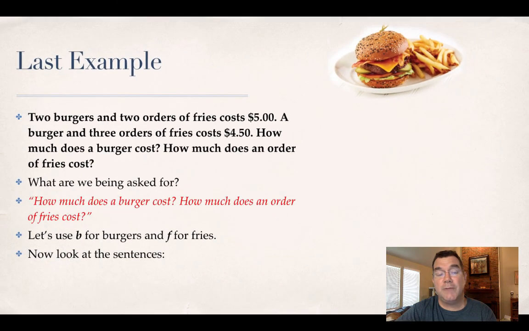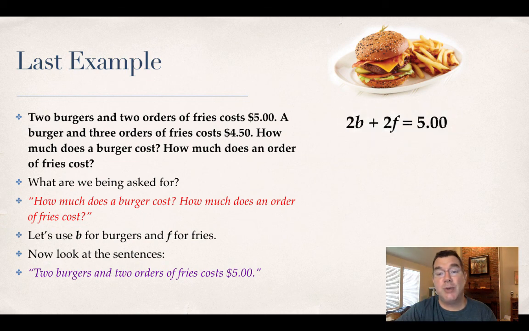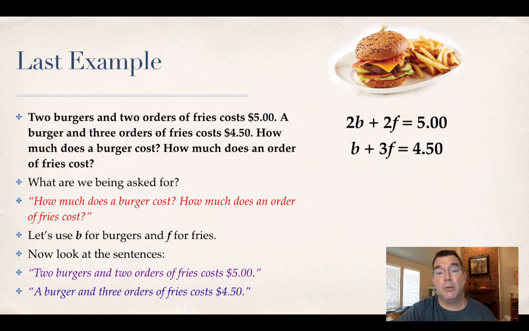Okay? So if I look at the sentences, the first sentence says that 2 burgers and 2 orders of fries cost $5. So 2B plus 2F would have to equal $5. And then the second sentence says a burger and 3 orders of fries cost $4.50. So 1B plus 3F would equal $4.50. So that's basically how you write a system of equations.